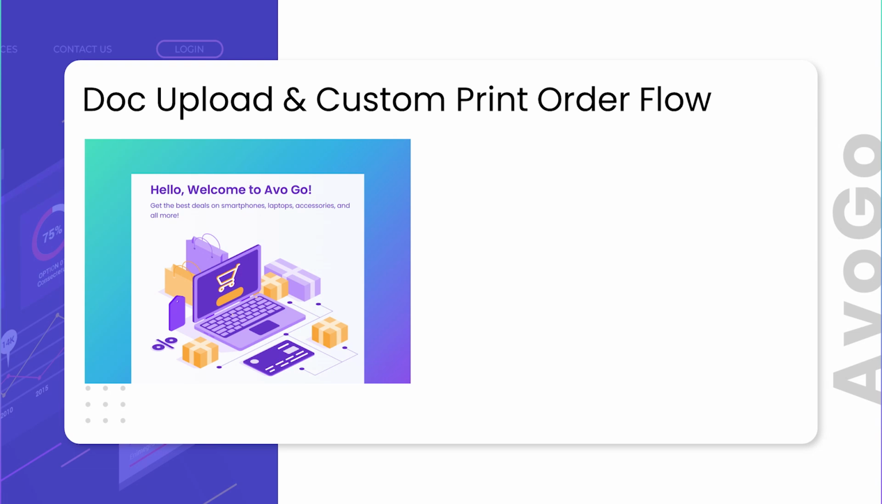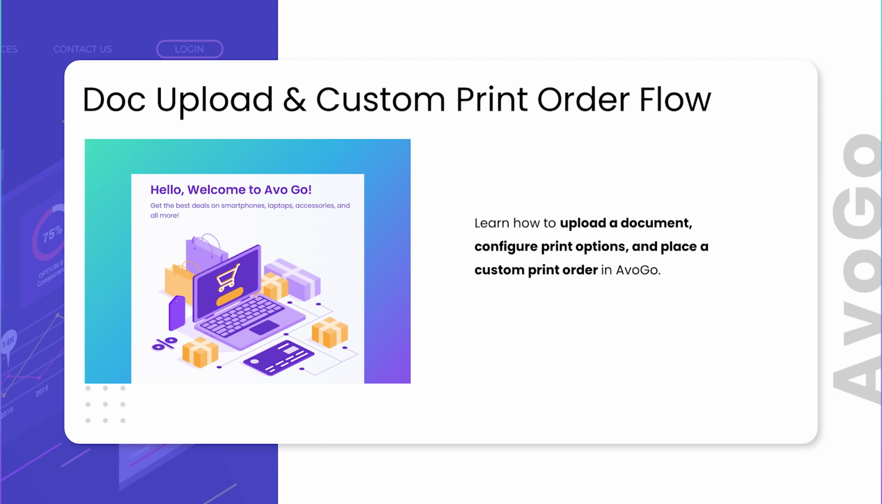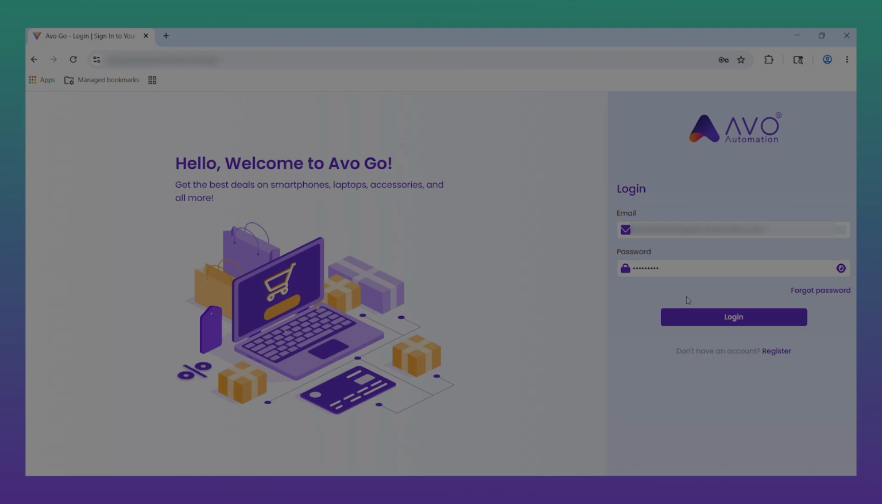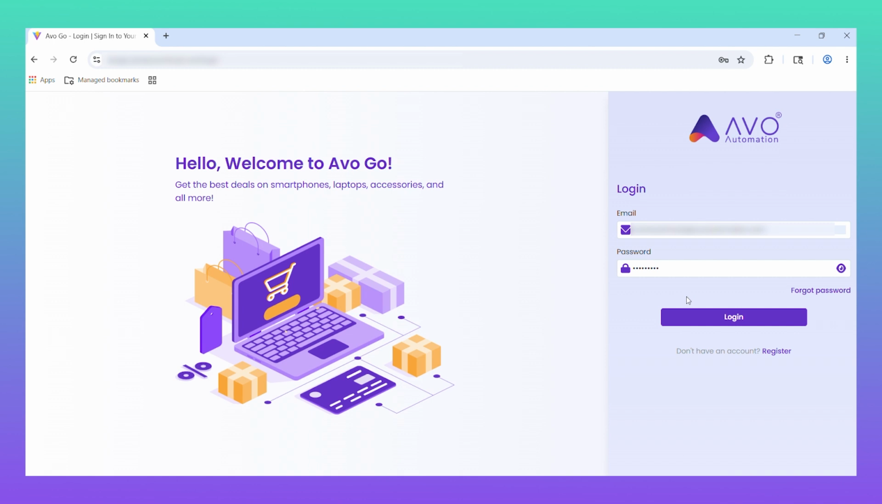This demo walks you through the step-by-step process of uploading a document, configuring print options, and placing a custom print order in AvoGo. Begin by launching the AvoGo application in a browser and log in using your credentials.